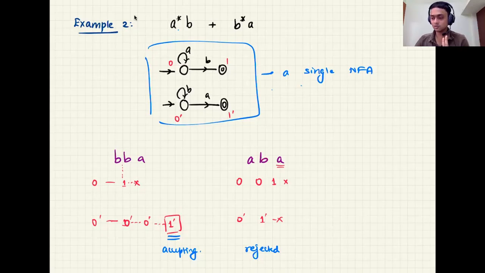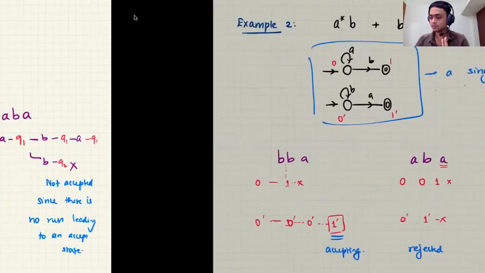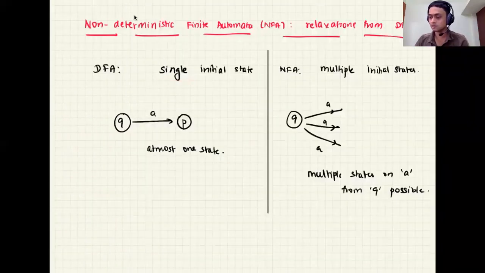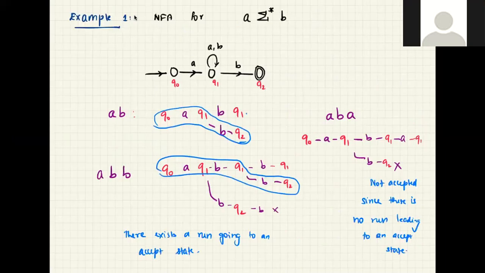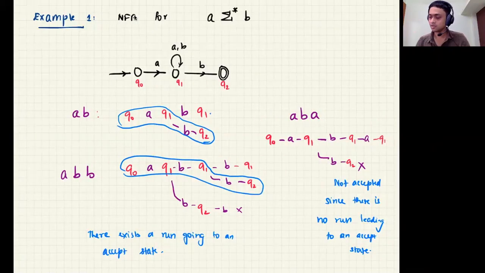So there are two things: a single initial state becomes multiple initial states, and at most one transition on a letter becomes several transitions possible on a letter. These are the two facilities offered by an NFA. It's called non-deterministic because there are several options. Given a word, you have several ways of looking at the computation of this automaton on the word.